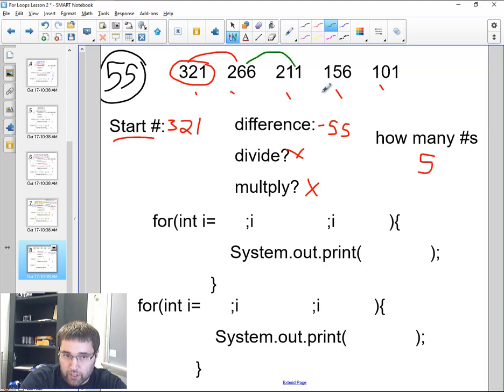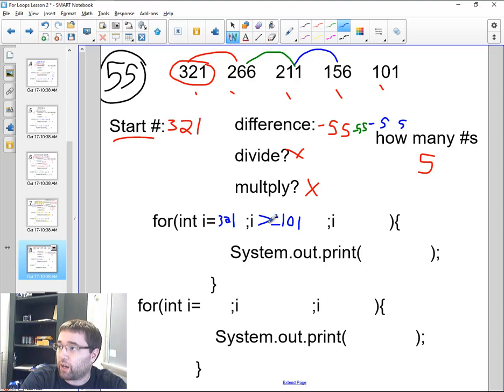How can I get from 266 to 211? Subtract 55. How can I get from 211 to 156? Subtract 55. What this means is I already have my pattern. I want to start with 321. I want to repeat when I is greater than or equal to 101.